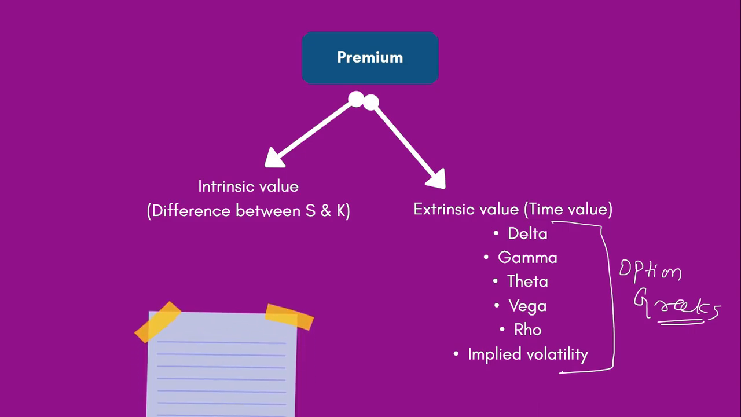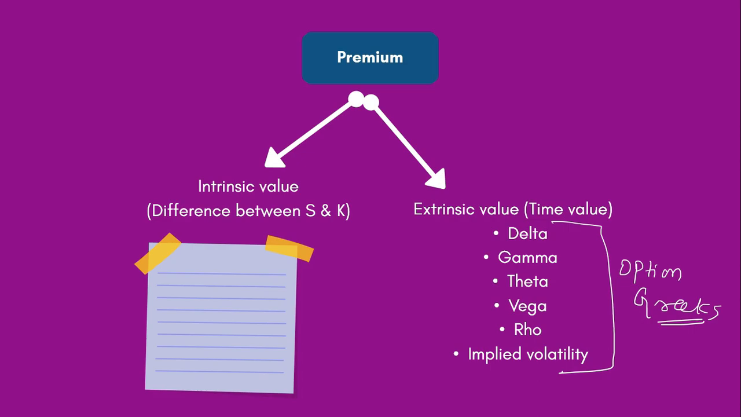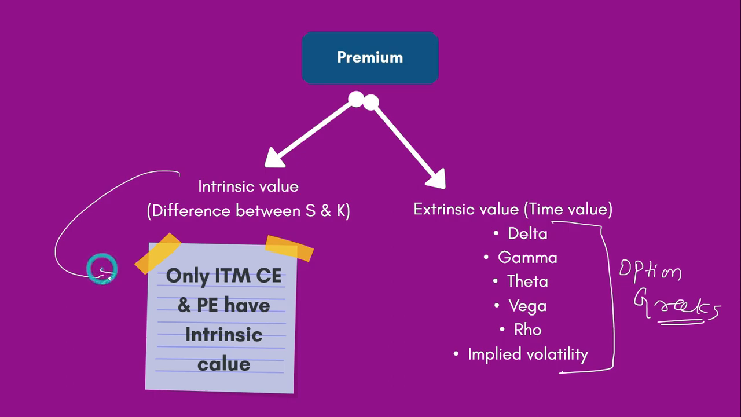Also, before we move ahead, remember a small note. I hope you already remember this, that only in the money calls and puts will have intrinsic value. That means intrinsic value exists only in the money call and in the money put. Apart from ITMs, at the money and out of the money options are made up of only extrinsic value or time value, that is, only a combination of option Greeks.